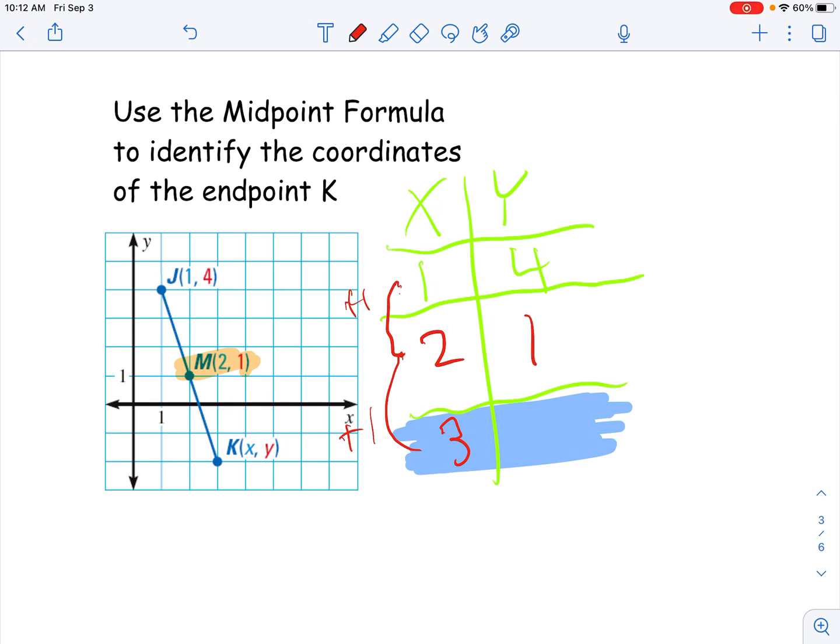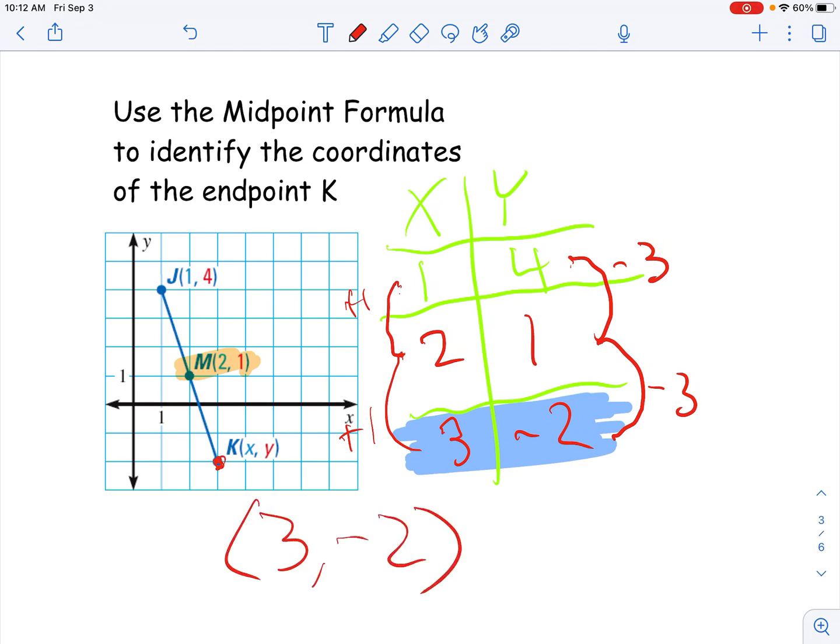On the y coordinates, 4 to 1 is subtracting 3. So if I need to make that same exact jump, again, to find the middle, 1 subtract 3 is negative 2. So my final coordinates are going to be 3, negative 2. And if we look, that's exactly what it looks like. 1, 2, 3, and down 1, 2.